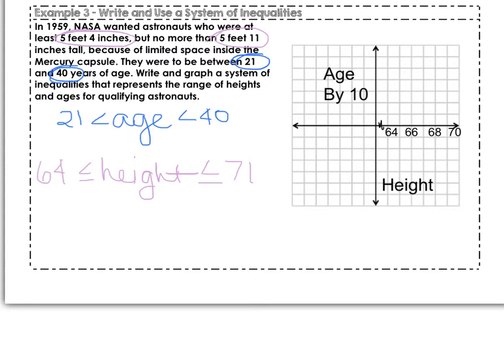So 21, we're going to say he's approximately right here. He is going to be a dashed line, okay? Then 40, he's going to create a line. So 40 is right here. I just need to pull him down a little bit. Perfect, okay? So both of these are going to be dashed. Give them little dash marks here.